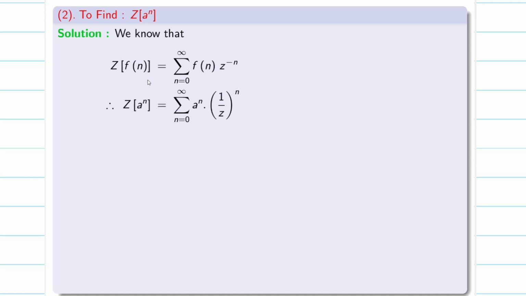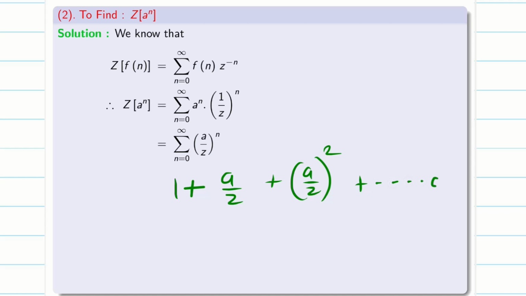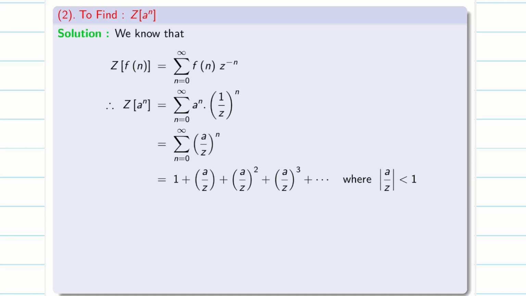As usual, take the formula, substitute the value. Here, f of n is a power n. Now, here a power n, here 1 by z whole power n, both the powers are same. I can club this together. Now, if I expand this, I'll be getting 1 plus a by z plus a by z whole square, etc. up to infinity.